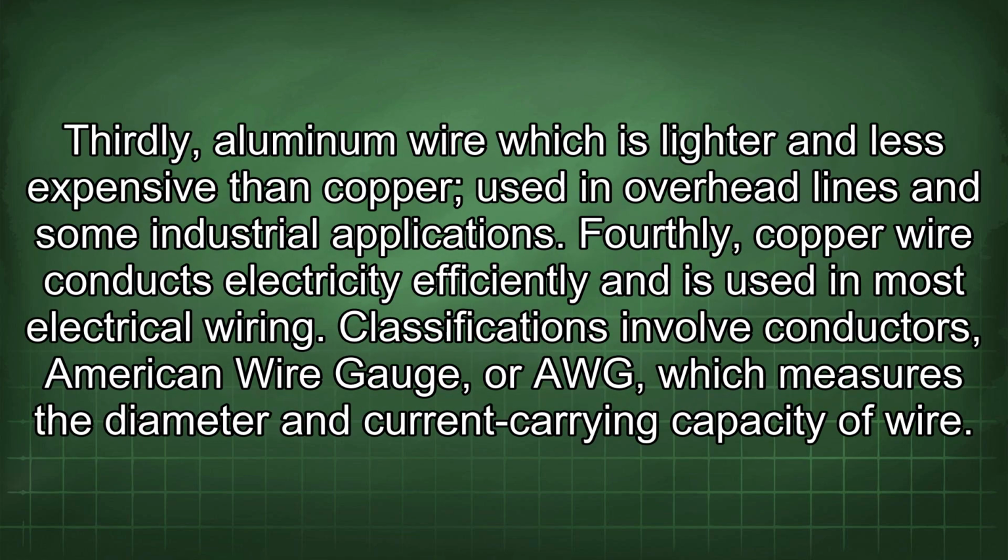Thirdly, aluminum wire, which is lighter and less expensive than copper, used in overhead lines and some industrial applications. Fourthly, copper wire conducts electricity efficiently and is used in most electrical wiring.